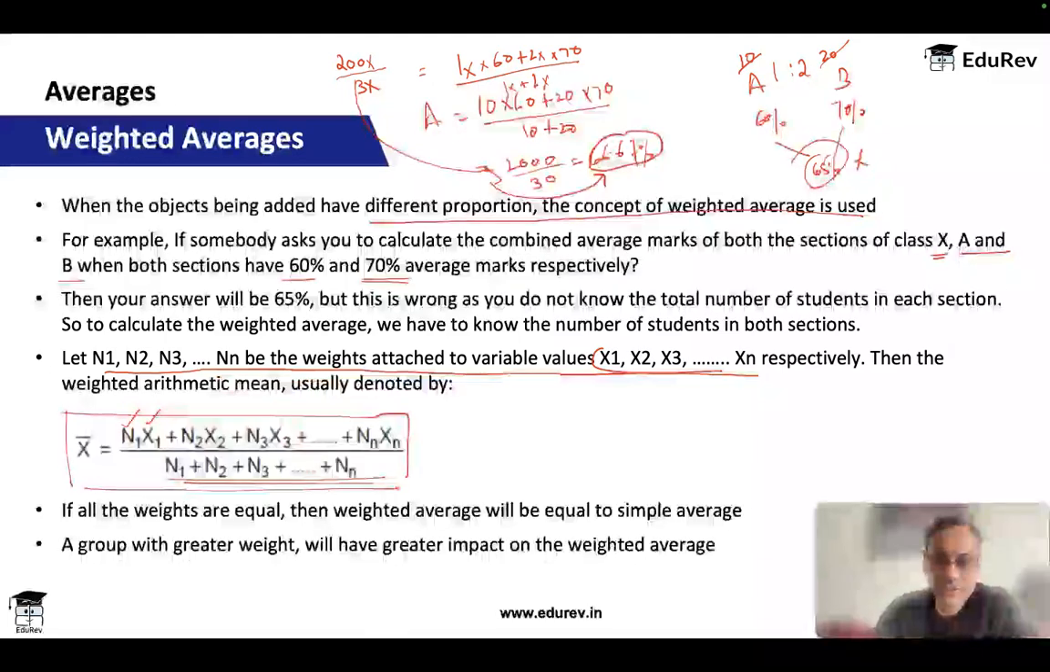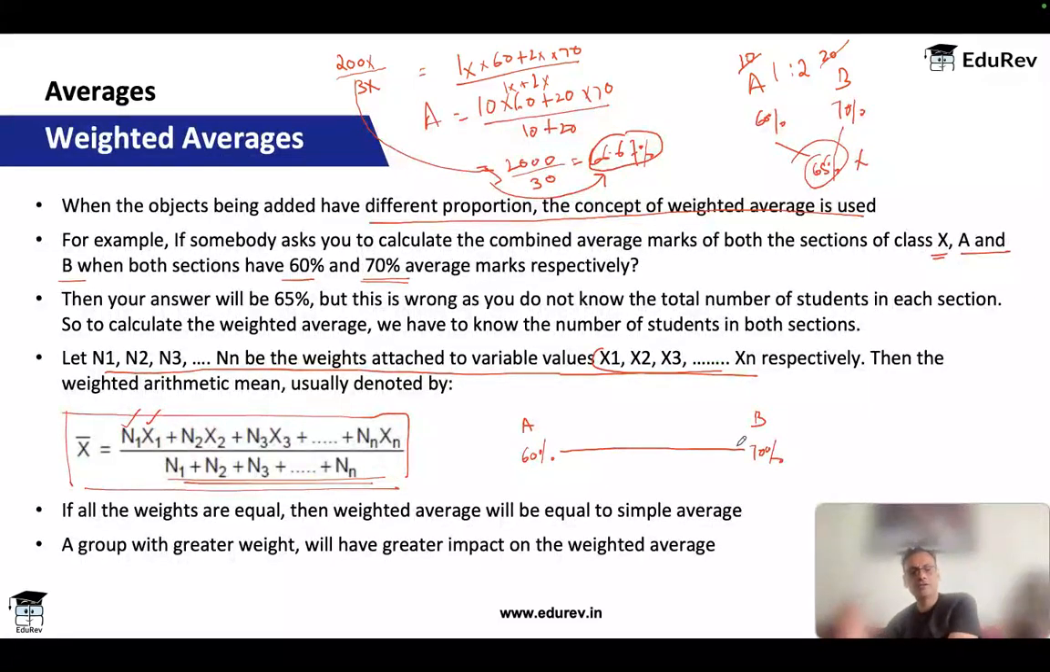Couple of important things here. Section A and section B, the average is 60% and 70%. The final average or the weighted average will lie between 60 and 70. It can be 60% only if number of students in section B is 0, and it can be 70% only if number of students in section A is 0. Otherwise, it will never be 60 or 70. It will be somewhere in between.